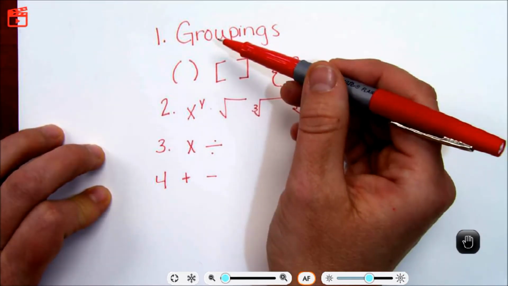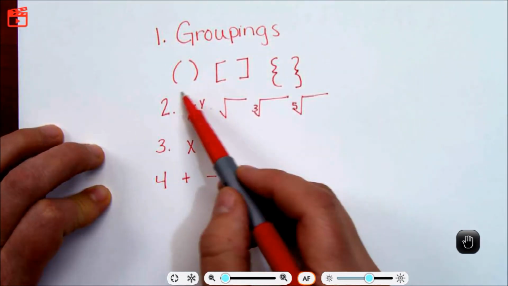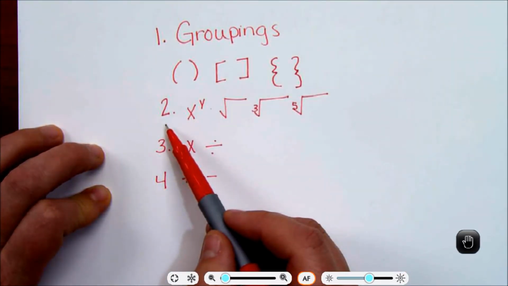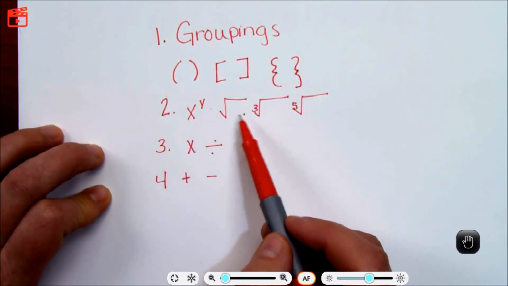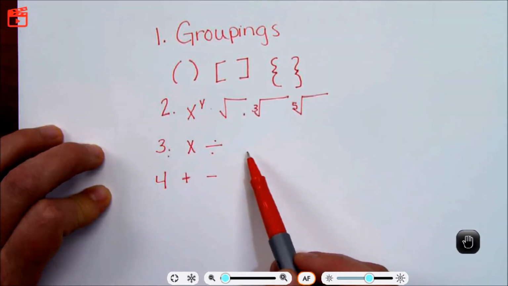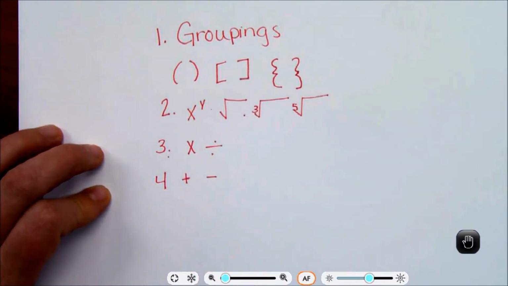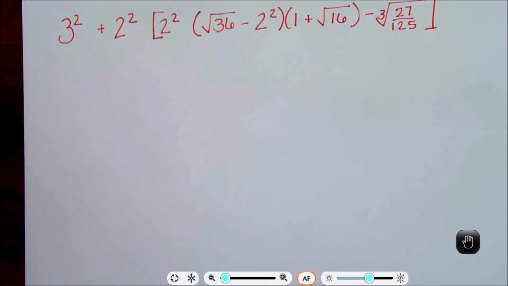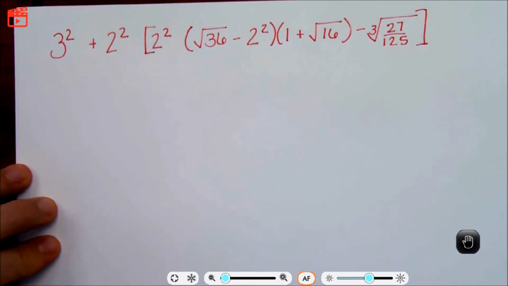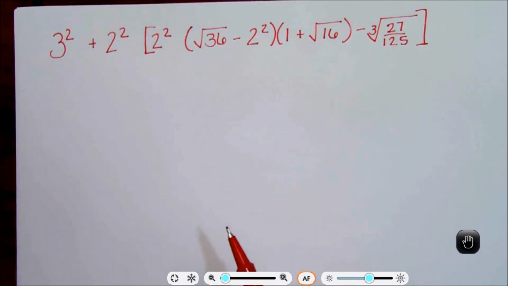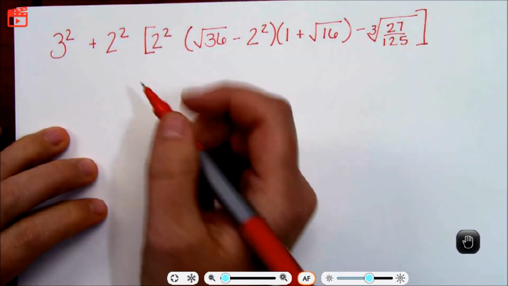So again, we have our groupings, parentheses, brackets, then we have our exponents and our roots, third, our multiplication and division, fourth, our addition and subtraction. So let's go back to this problem. We have a lot of different things going on here, like I said before. The first step that we were told to do was our groupings.